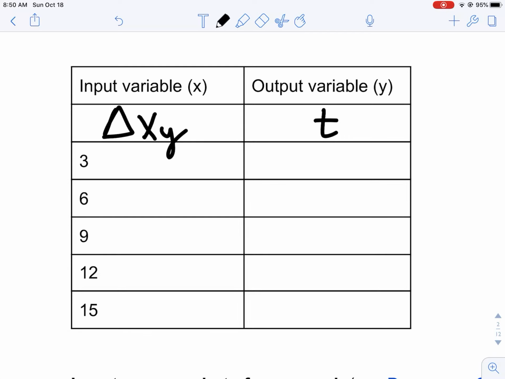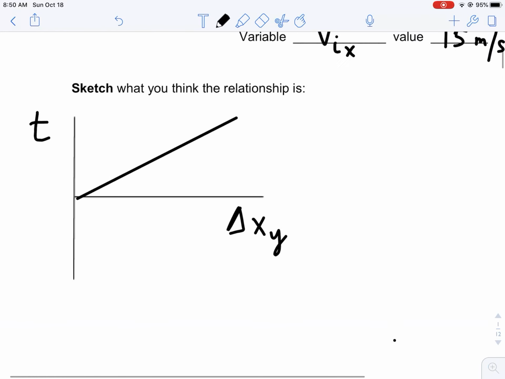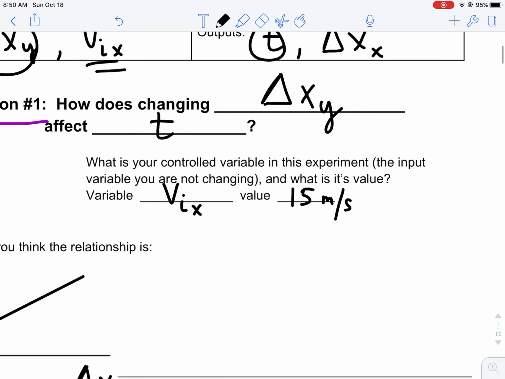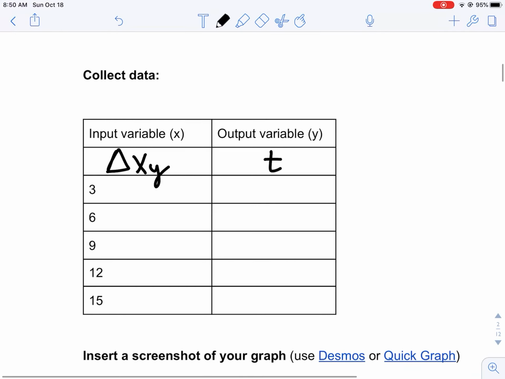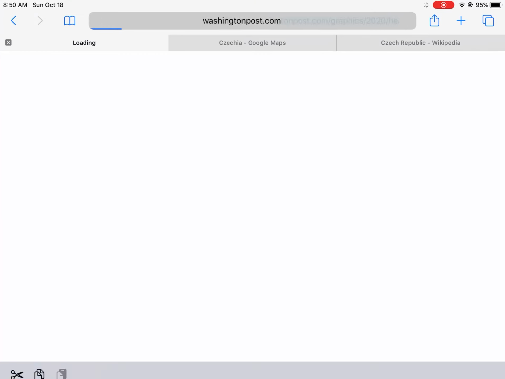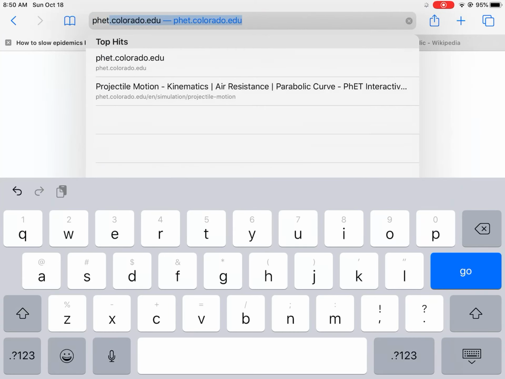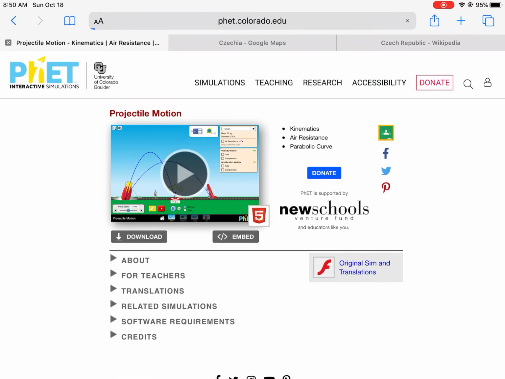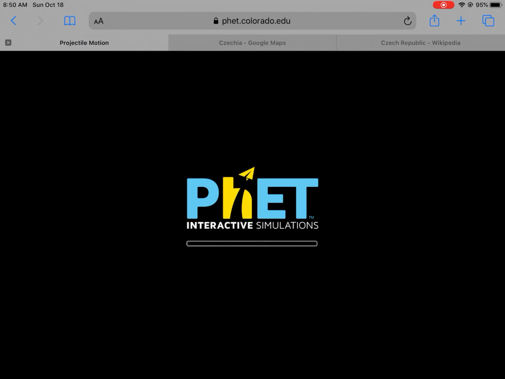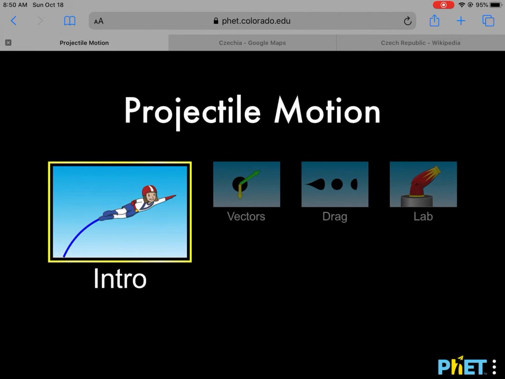So let's go to PhET, and don't forget I set my initial launch velocity at 15 meters per second horizontally. So let's go check this out. You can just type in PhET projectile motion. Before I even get too far, it pops up. I'm going to hit play and go right to the lab.